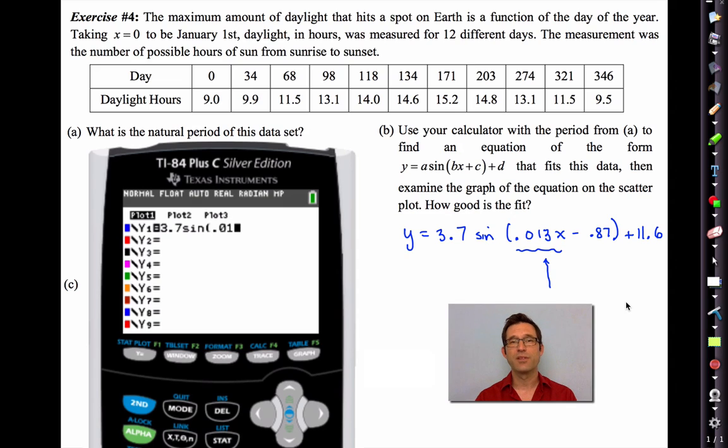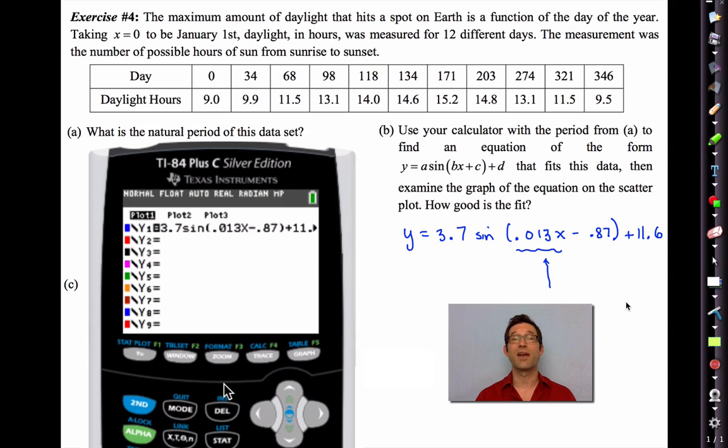Okay, now let's put in 3.7 times the sine of 0.013x minus 0.87, parentheses. Make sure all that's in parentheses. Then plus 11.6. Okay, make sure that looks right. 3.7 sine, parentheses, 0.013x, not 0.13x, 0.013x minus 0.87, parentheses, plus 11.6.